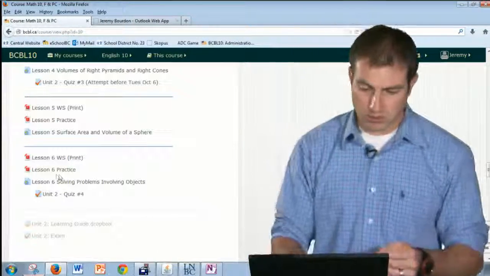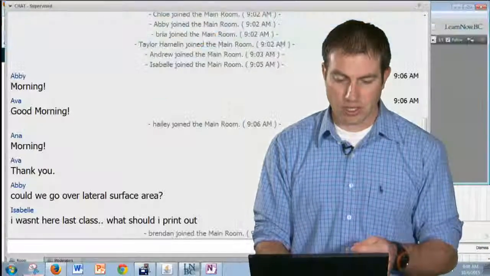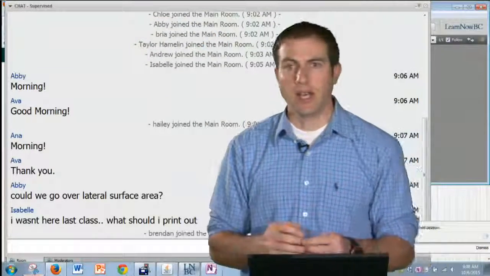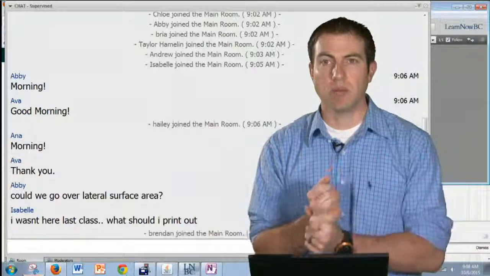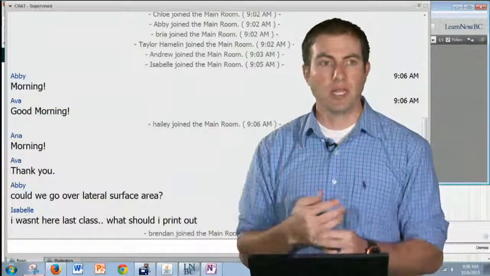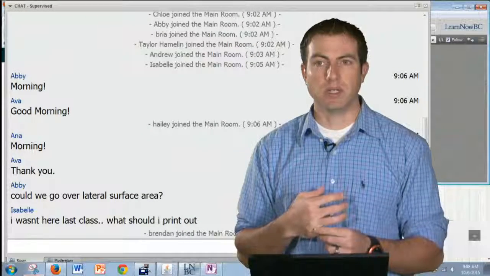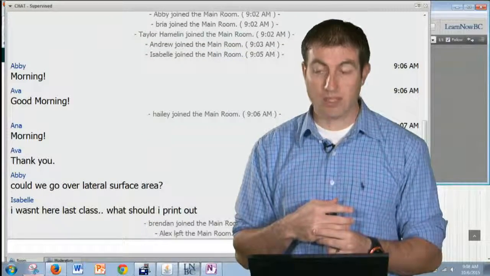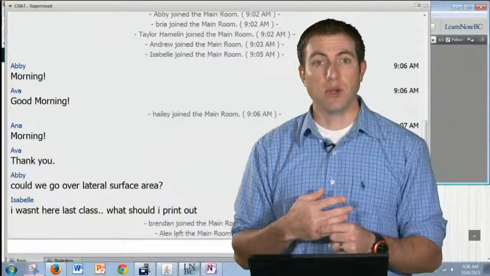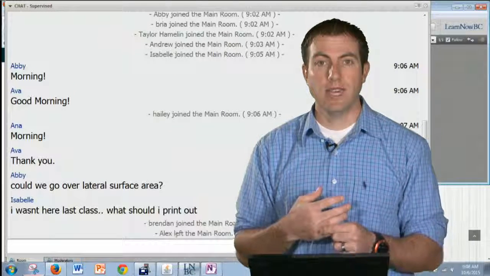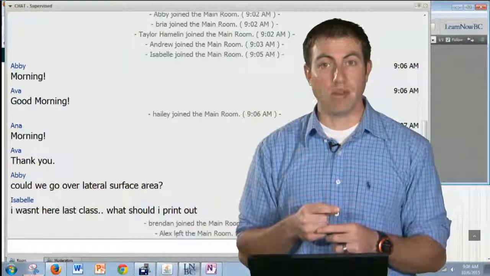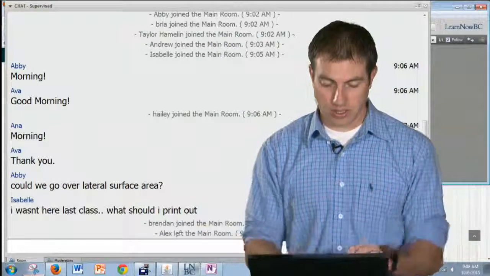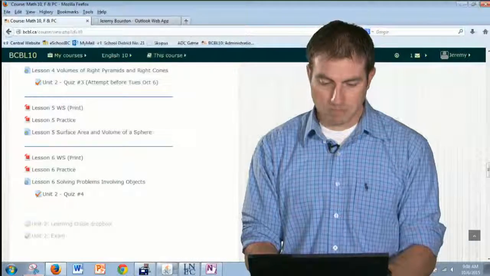So a couple questions coming in here in general, throw them up on the screen here. Lateral surface area, for sure, I can go over that. That comes up in a couple of the questions that I'm going to go through, Abby. And then Isabel's asking about what are we doing today? So we're on Lesson 5 today. So if you want to print off Lesson 5, that'd be great. And then I'm going to go through a little bit of Lesson 4 before I get going on 5. So hopefully that gets you to where you need to be.